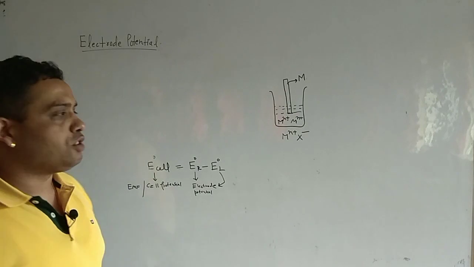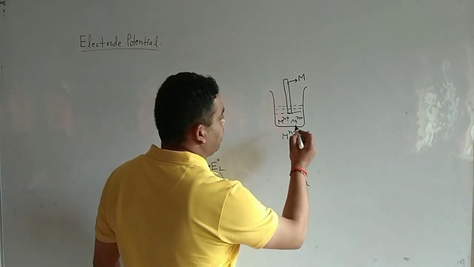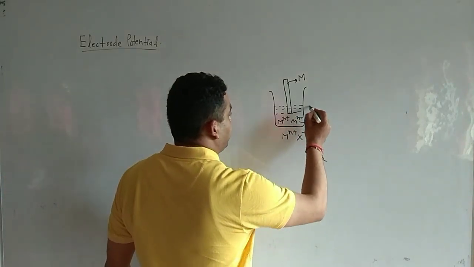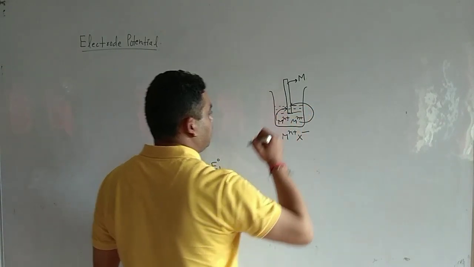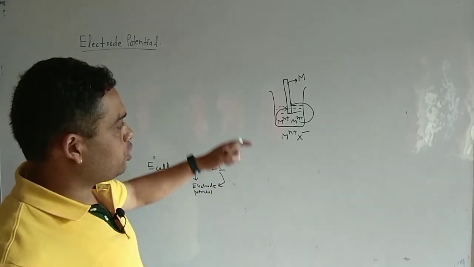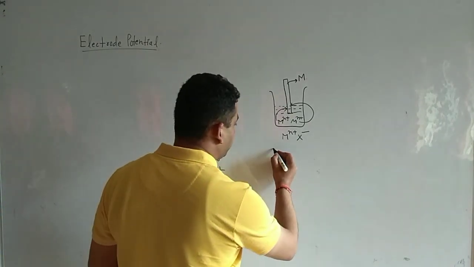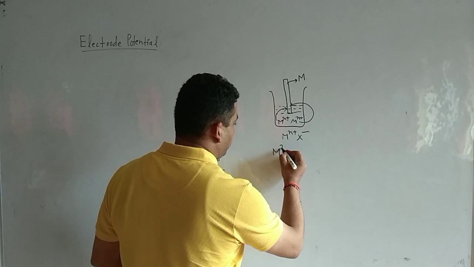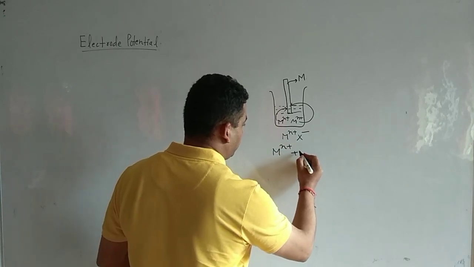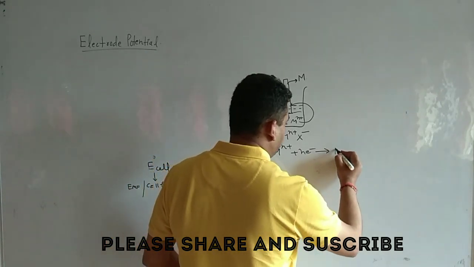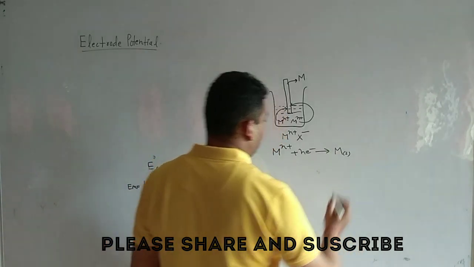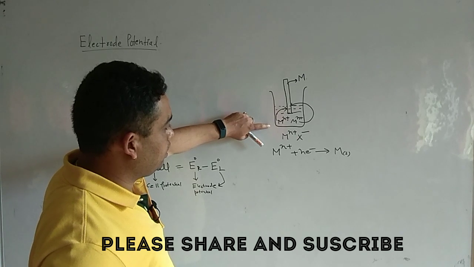So we will consider both situations here. Suppose the metal is depositing from the solution onto the metal. That means the reaction is happening like this: Mn positive ions consume n moles of electrons and deposit. Fine. So what is actually happening?